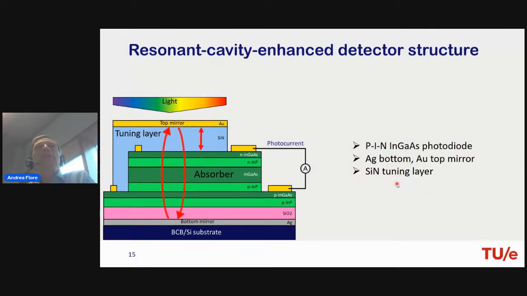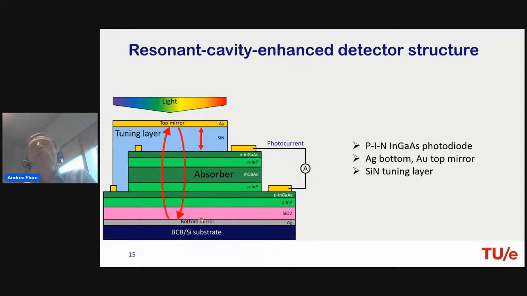Okay, now let's see how we can make those. So essentially, they are photodetectors that are relatively standard in the type of diodes. So this is essentially an InGaAs photodiode.